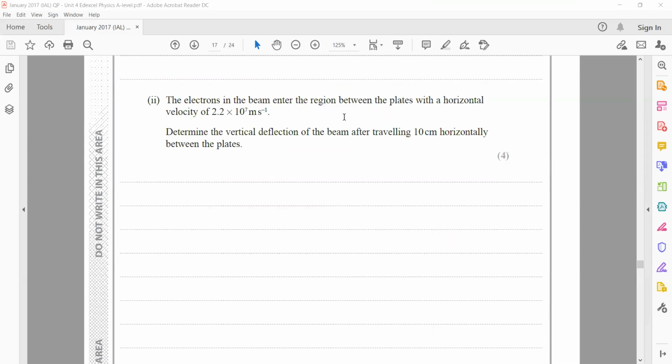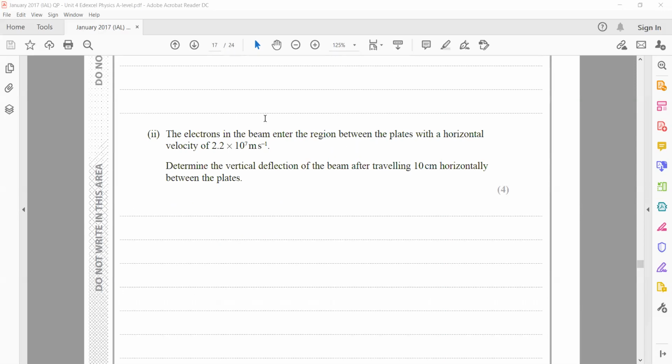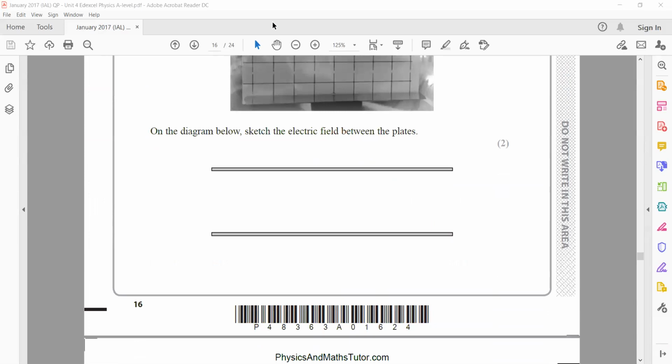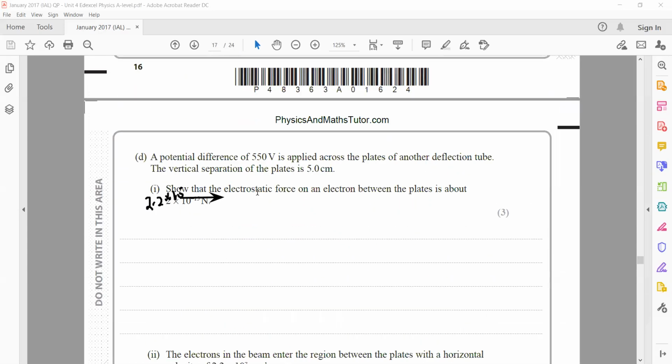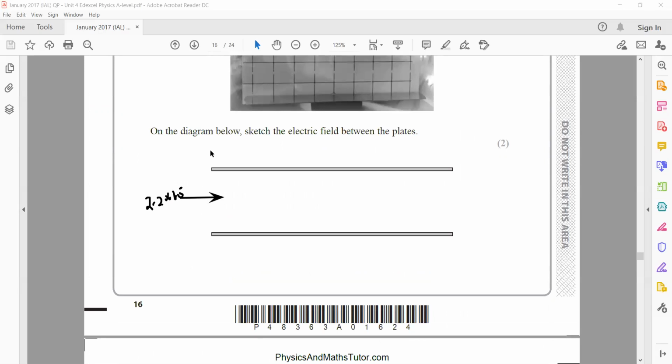The electron in the beam enters a region with a horizontal speed of 2.2 × 10^7. So when this electron enters, it has a speed of 2.2 × 10^7 meters per second. This was the speed of this electron.